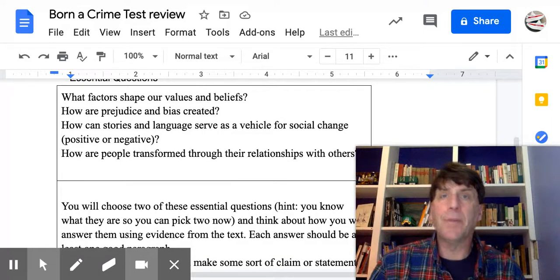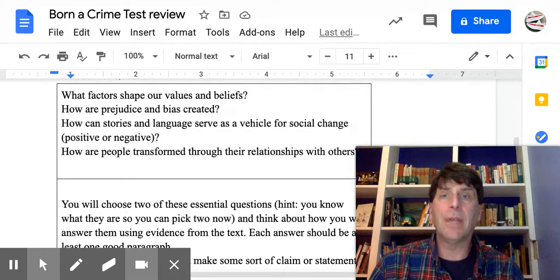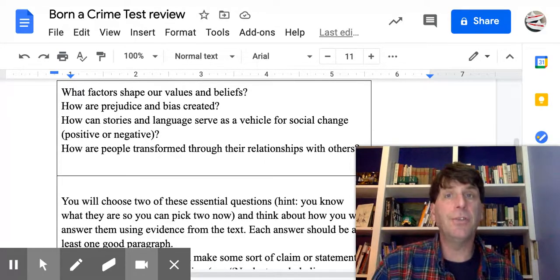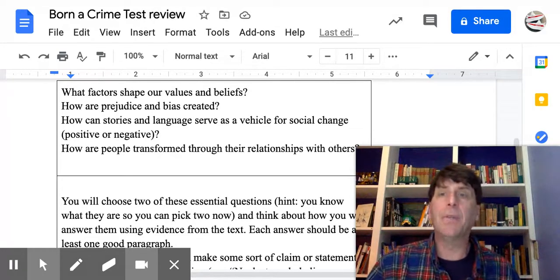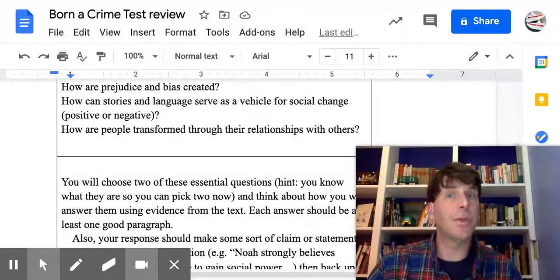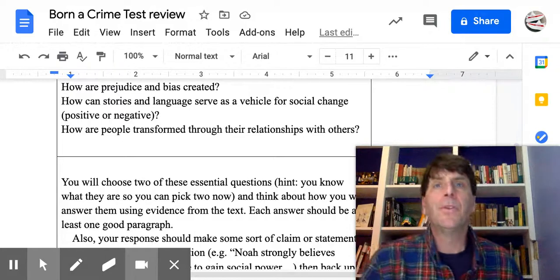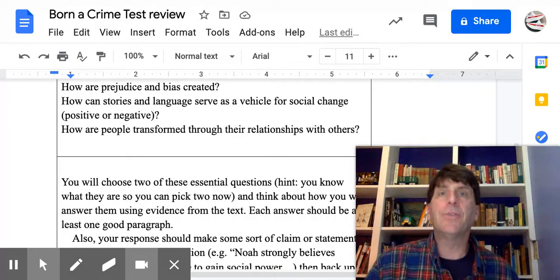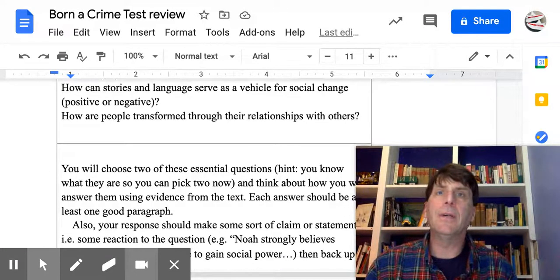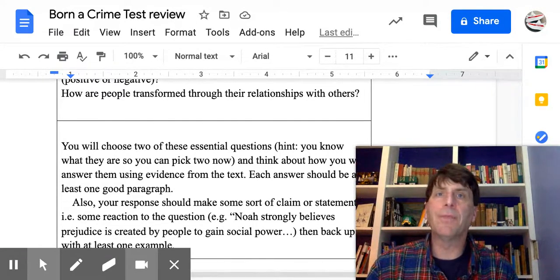You're going to answer 2 of these essential questions. What factors shape our values and beliefs? How are prejudice and bias created? How can stories and language serve as a vehicle for social change, for better or worse? And how are people transformed through their relationships with others? Again, maybe for better or worse. So you're going to answer 2 of those questions with your understanding and evidence that you find in the book, in about a 1 or 2 paragraph response for each of them.